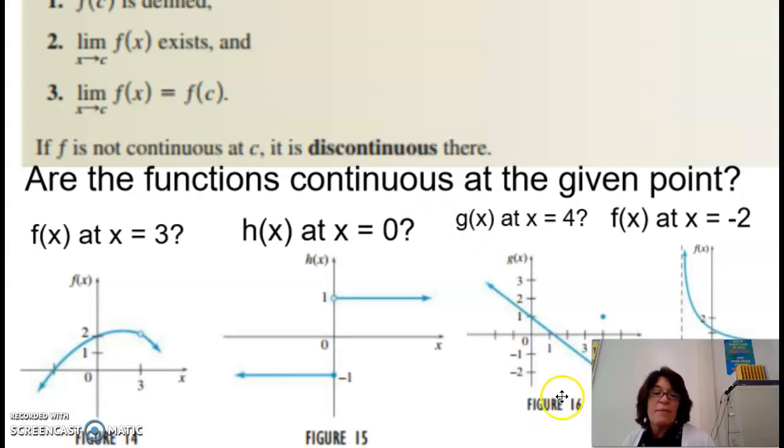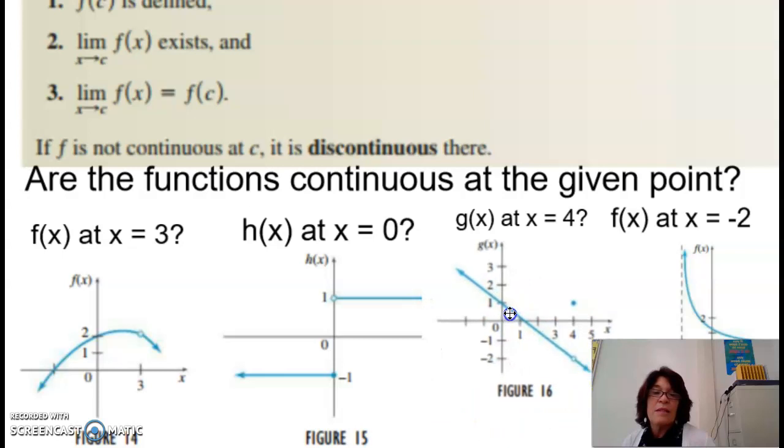Here's g of x. If you can see this graph here, it's a line except at 4, where the point (4, 1) is on the graph. So number 1 works. Is g of 4 defined? Yes, g of 4 is 1. The y-coordinate that goes with 4 is 1.